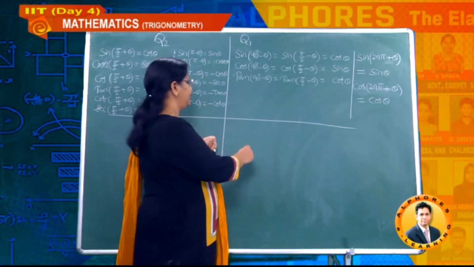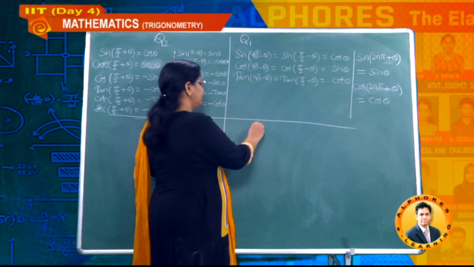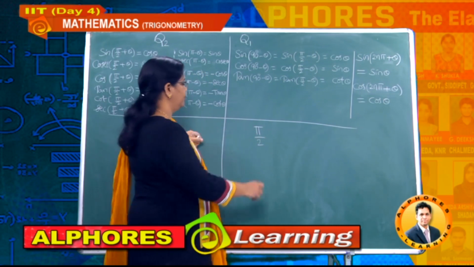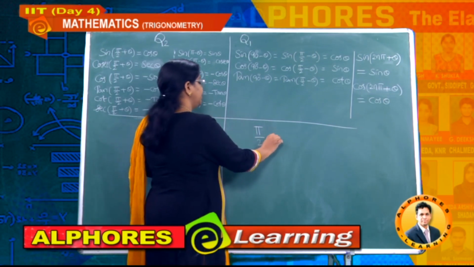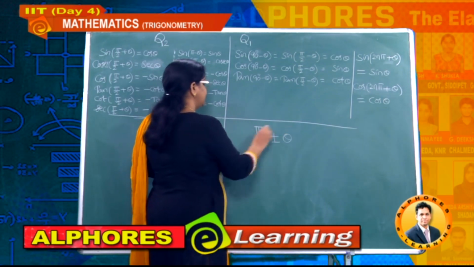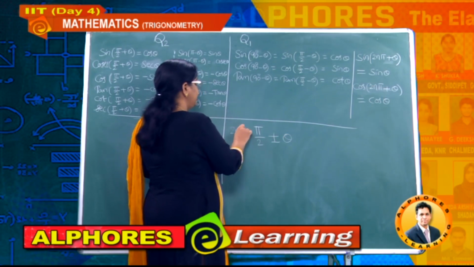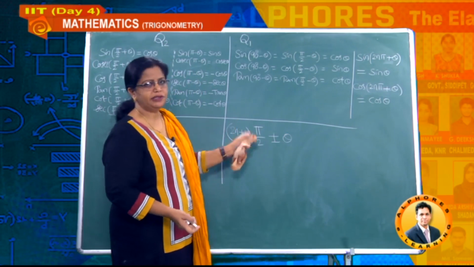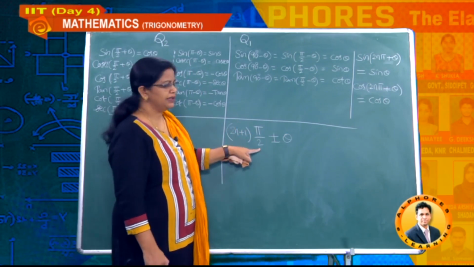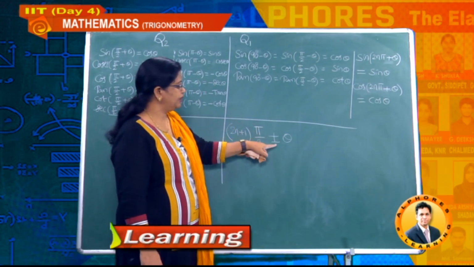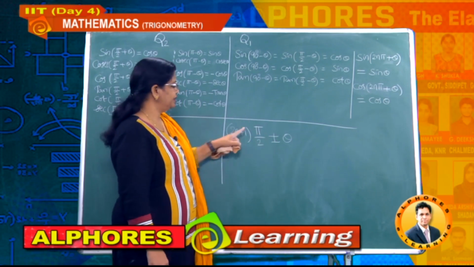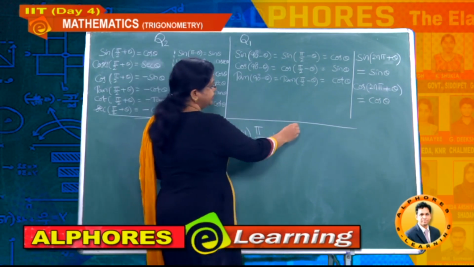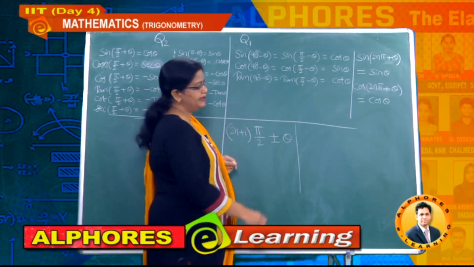So clearly you can observe here, whenever pi by 2 values come with an odd coefficient, pi by 2 plus theta or pi by 2 minus theta with an odd coefficient, then always the function must change. Odd multiples of 90, whether it is a plus symbol or a minus symbol, but once it is a pi by 2 multiple with odd, then immediately the function changes.